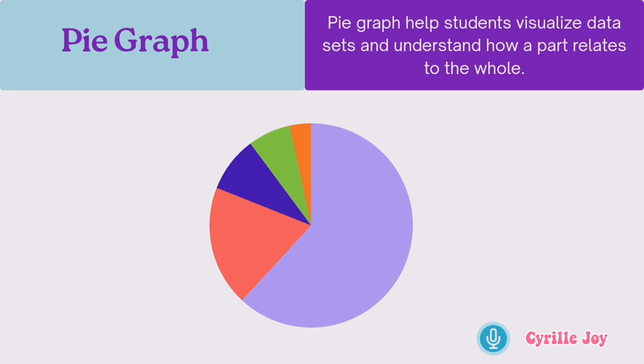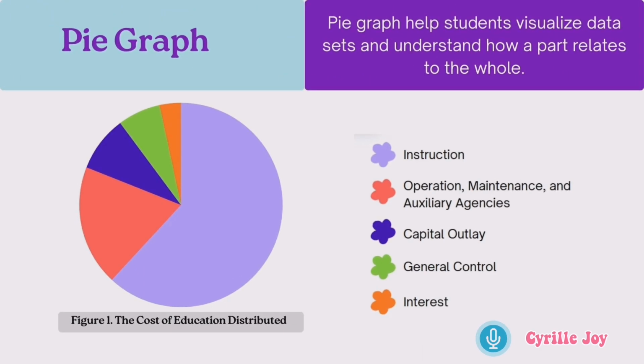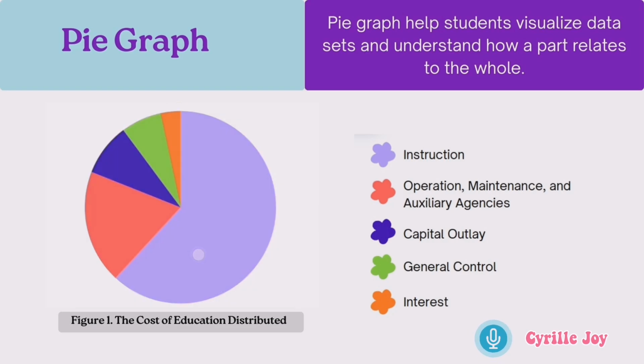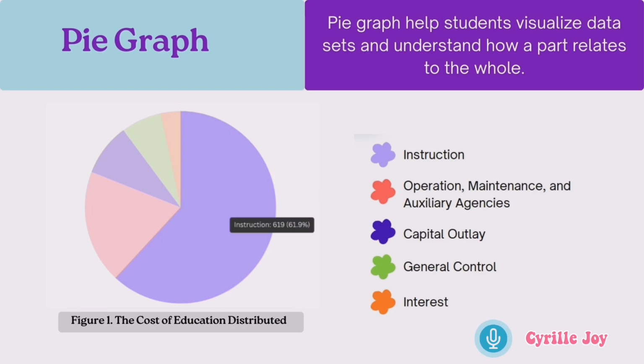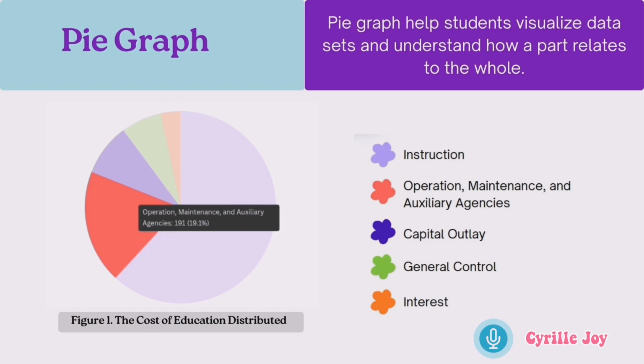Now let's start with the pie graph. A pie graph helps students visualize data sets and understand how a part relates to the whole. For example, in this figure, the cost of education is distributed. The cost of education was divided into 5 parts in which instruction spent 61.9%, while the operation, maintenance, and auxiliary agencies spent 19.1%.